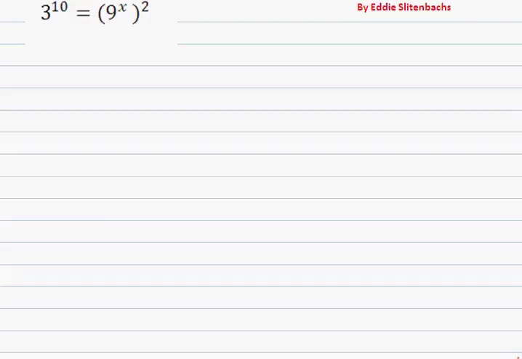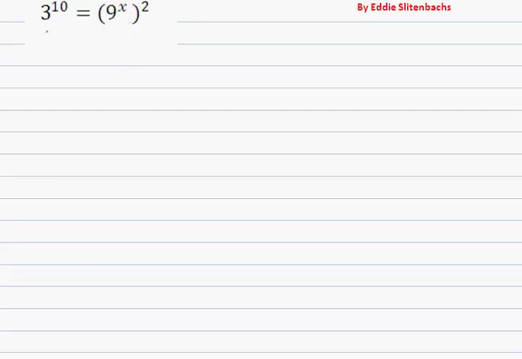Okay, we've got this question here. 3 to the power of 10 equals (9 to the x, all inside the bracket) all squared. Now I've got to find the value of x. I've got x right in here, and I've got to find that value of x that's going to solve that equation and make it equal.